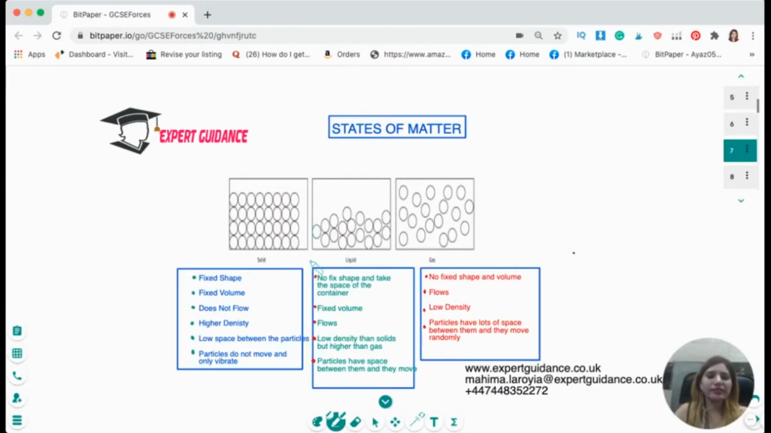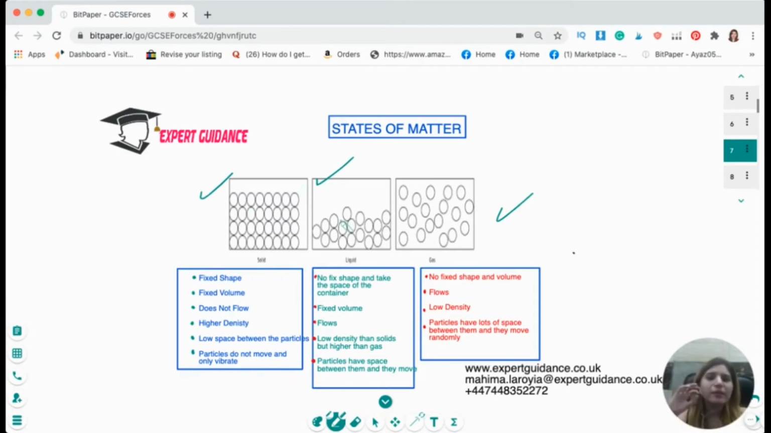Now let's come to states of matter. This states of matter is common to chemistry and physics. So we have 3 states of matter. We can look here. These are solids, liquids, and gases. This particle arrangement is very important for you to understand that in solid, all the particles are joined together and there's very little space between the particles.